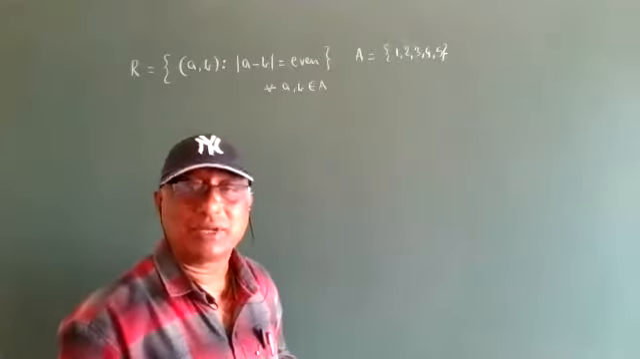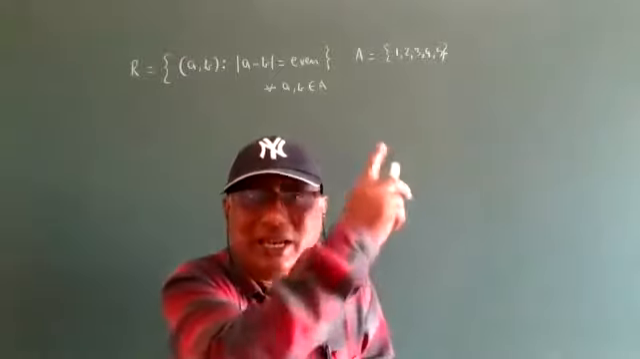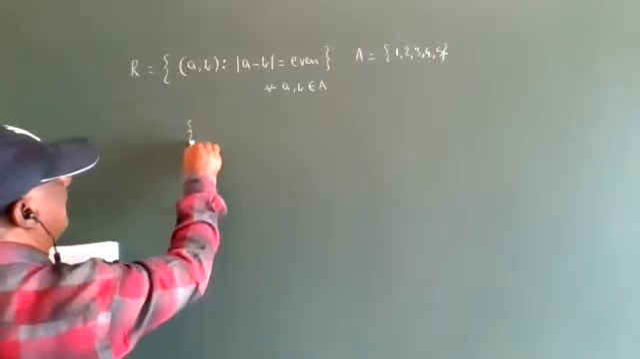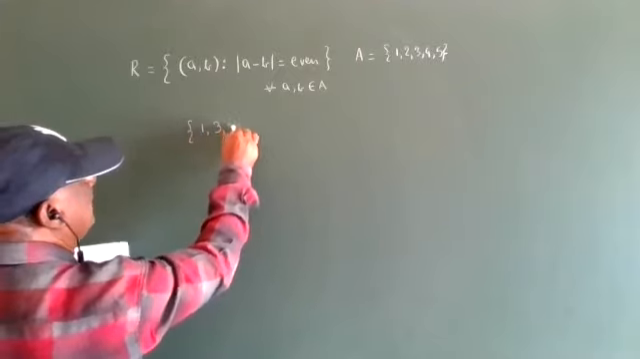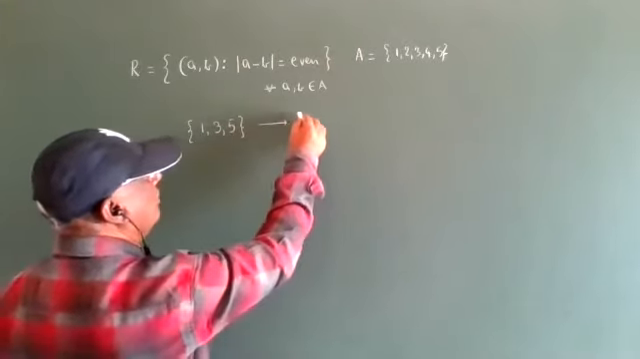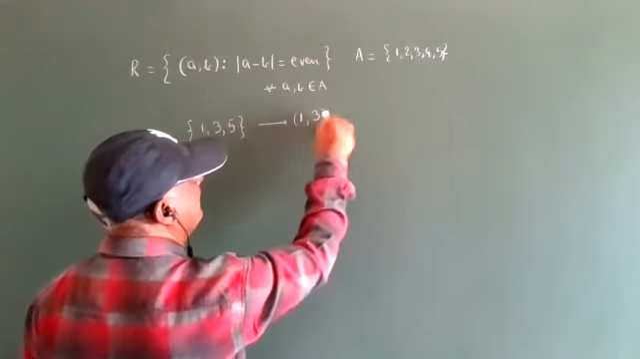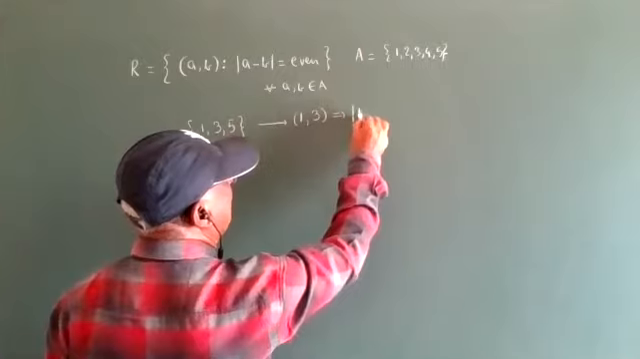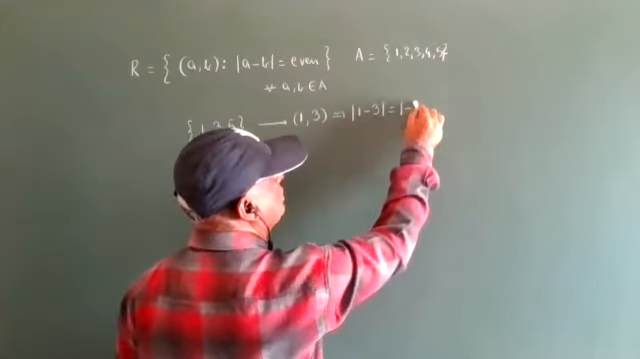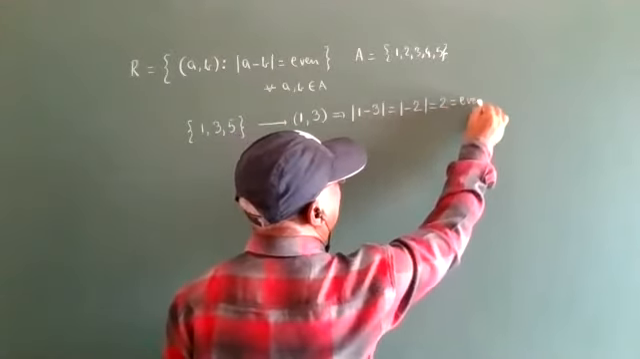The first part asks whether 1, 3, 5 are related to themselves according to the definition. First I will take 1, 3, 5 and apply the definition. Taking 1 and 3, the modulus of 1 minus 3 is equal to the modulus of minus 2, which is 2, an even number. Yes, this is correct.